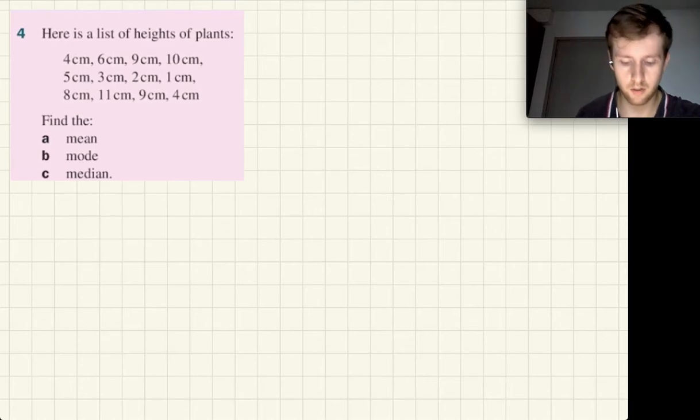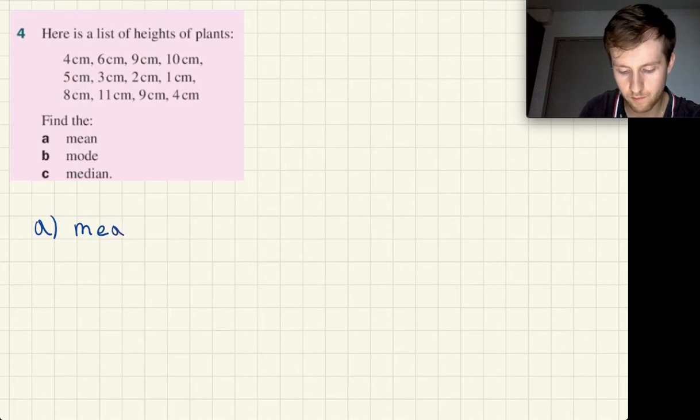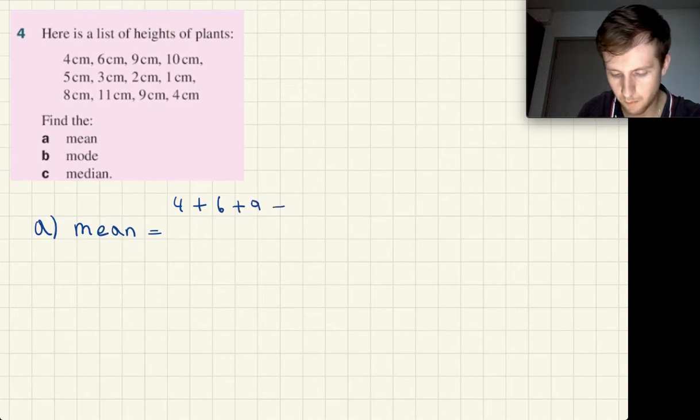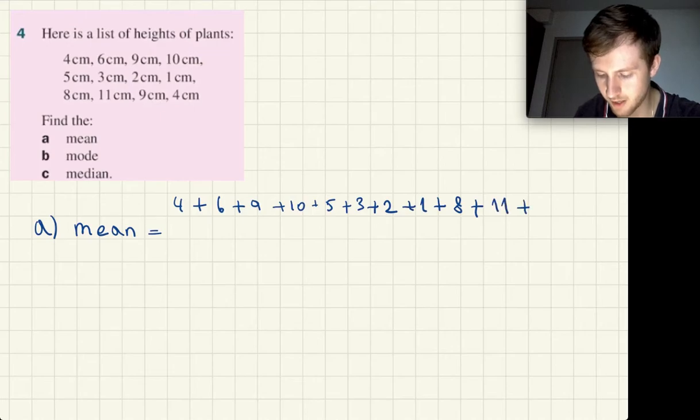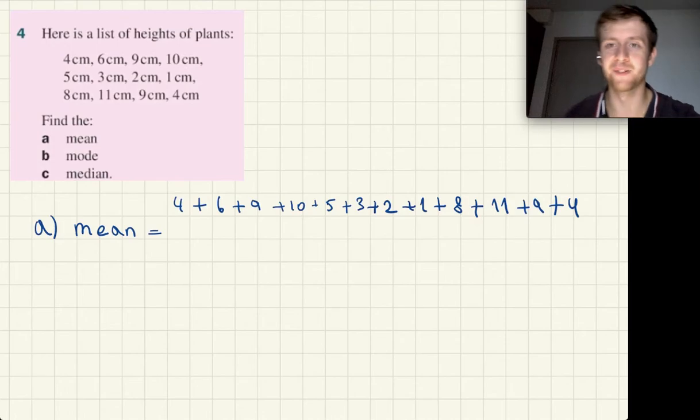It's not very hard to find it. We just have to add all the numbers together. So we do 4 plus 6 plus 9 plus 10 plus 5 plus 3 plus 2 plus 1 plus 8 plus 11 plus 9. It's not hard to find, but it's kind of tiring to write it when you're trying to find it.